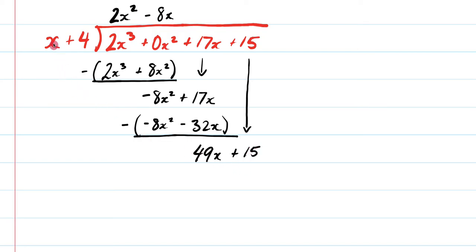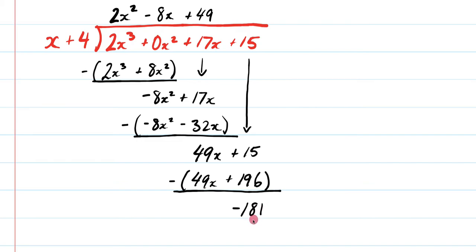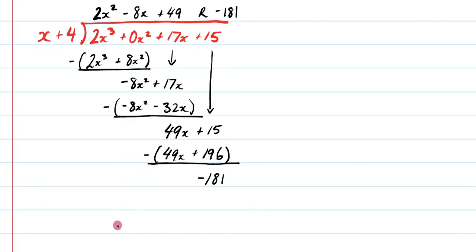Then I repeat the process. How many times does x go into 49x? It goes in plus 49 times. 49 times x is 49x. 49 times 4 is 196. Then I'm going to subtract. These are going to go away. This is going to become negative 196. So it's going to be 15 minus 196, which is going to be negative 181. That means I'm going to have a remainder of negative 181. Now, as we talked about, how we're going to finally write down our answer is going to be 2x squared minus 8x plus 49 minus 181 over my divisor of x plus 4. And just like that, we have arrived at our answer.